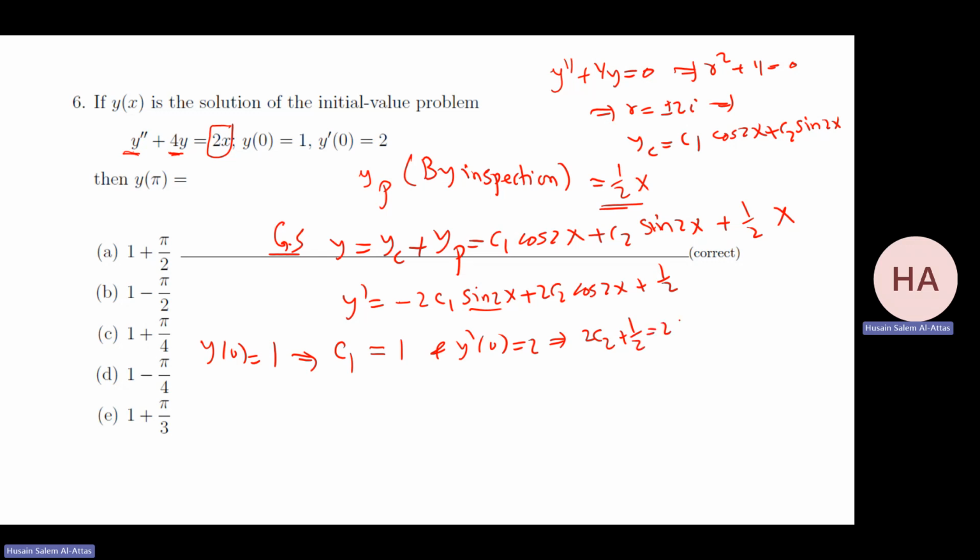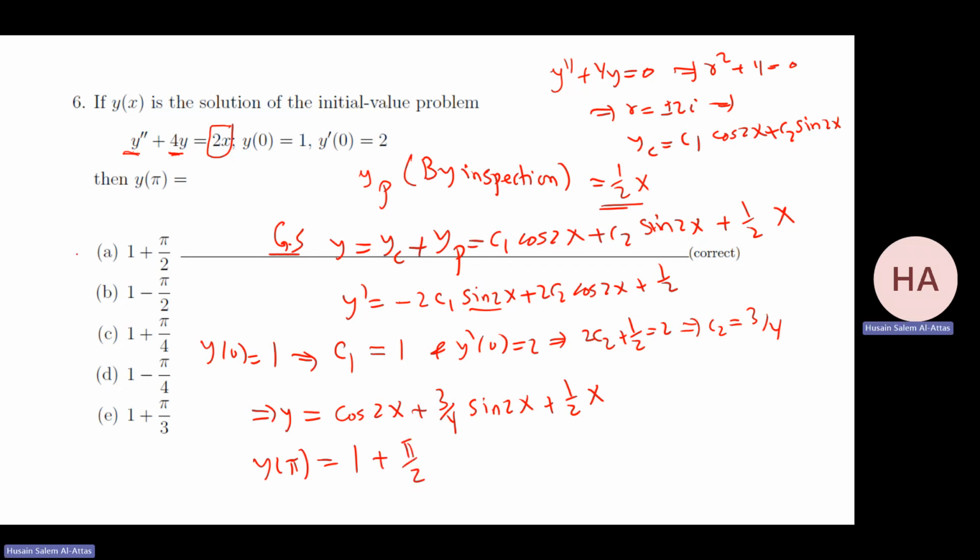And so c2 will be equal to what? Take half to the other side. That's 2 minus half, which is 3 over 2, over 2. That will be 3 over 4. So my y will be c1, which is 1, so cosine 2x plus 3 over 4 sine 2x plus half x. What do they want? They want y at pi. Cosine 2 pi is 1, so that will be 1. Sine 2 pi is 0, plus pi over 2, which is this one.